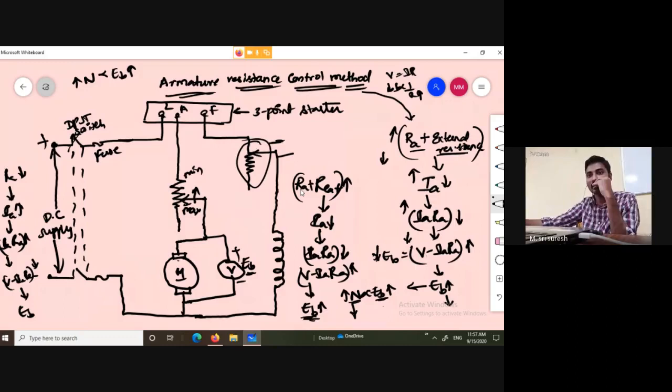For a shunt motor, what is the Eb equation? It is nothing but V minus IaRa. If V minus IaRa decreases, the Eb value will decrease. As Eb is directly proportional to N, if the Eb value decreases, the speed value will decrease, which is measured with a tachometer. So at every point of varying this armature resistance value, we will note down the corresponding readings of Eb and speed.